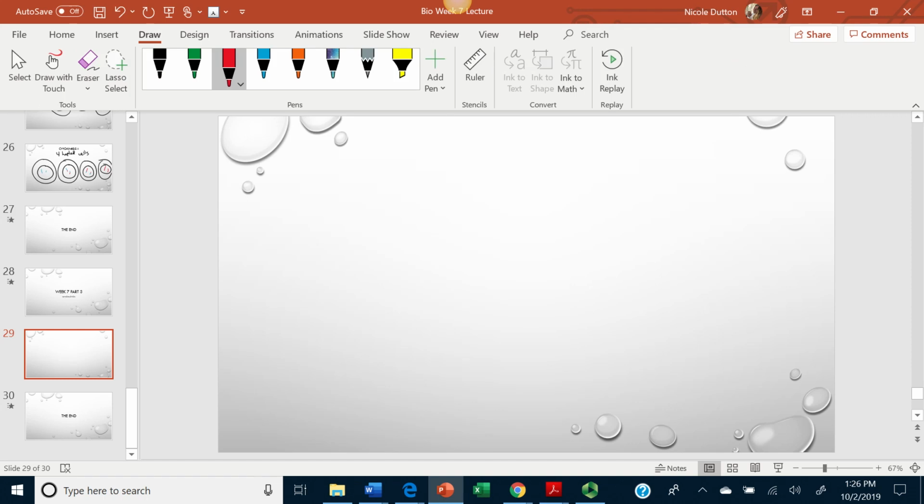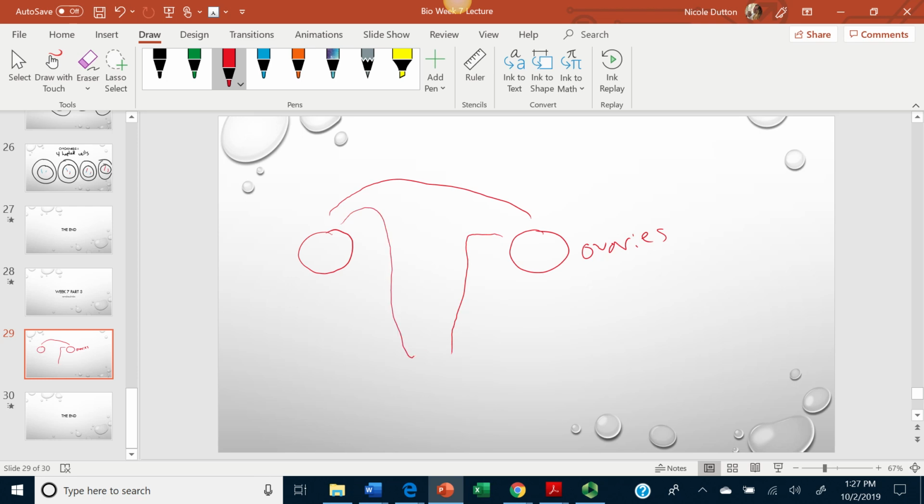I'm sure you're familiar with the basic anatomy of the reproductive systems. So we have ovaries, and then we have these fallopian tubes, sometimes called uterine tubes. And I'm a terrible artist, so just bear with me here. And then we have the uterus, and then we've got the opening to the uterus, which is the cervix. And then this is the vaginal canal.